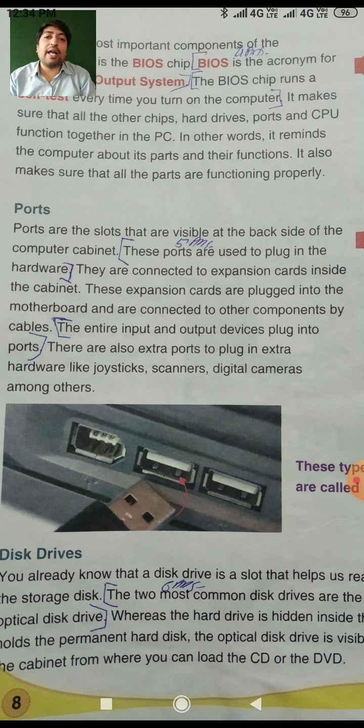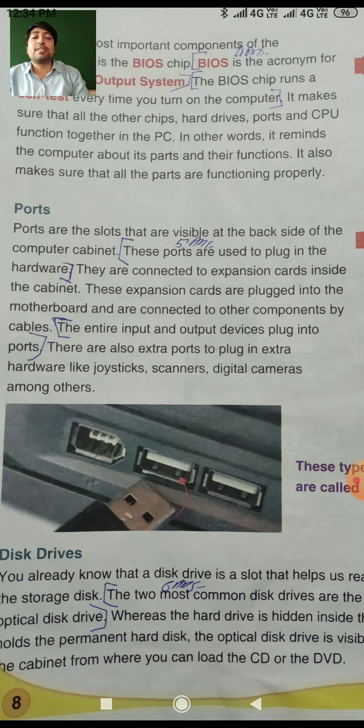These ports are used to plug in hardware. They are connected to expansion cards inside the cabinet. Whenever there is a need to plug in hardware, they are connected to an expansion card inside the cabinet. There are different types of expansion cards.